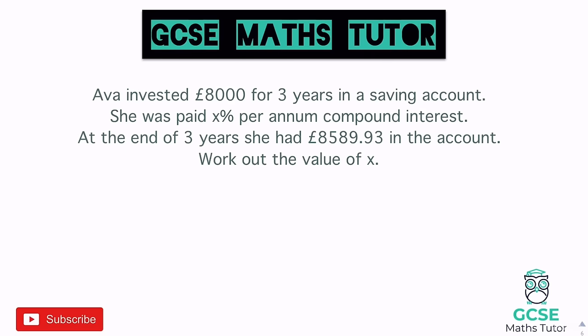Okay, so Ava invested £8,000 for 3 years in a savings account. She was paid X percent per annum in compound interest, and at the end of 3 years, she had £8,589.93. Work out the value of X.